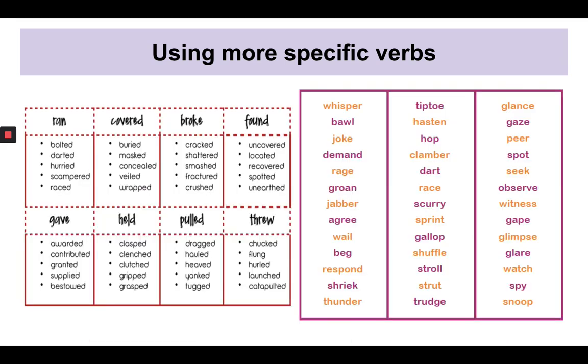And there's loads of resources out there to help you look at it. There's the thesaurus, and if you Google, there's loads of vocabulary bank worksheets on the internet as well. And here are some examples. Ran is the first example here, as well as, I bolted, I darted, I hurried, I scampered, I raced. All of those make it much more interesting as well.